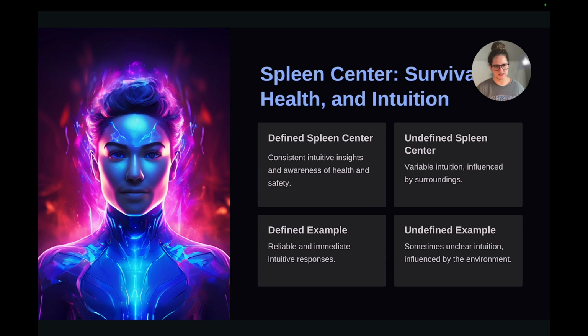An undefined spleen center is going to have variable intuition and be influenced by their surroundings. So an example of that is they're unclear about reading the energy around them, and they're going to be influenced by their environment. So they're going to look for cues around them to let them know, is it safe? Is this the right room to be in? Am I in the right place doing the right thing? That kind of thing. So they're going to read the room to figure out what's going on.